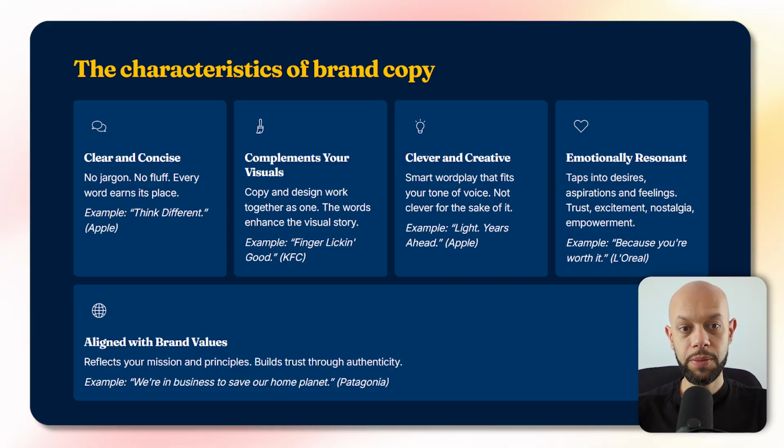So the first one is going to be clear and concise. So no jargon, no fluff, as we mentioned before. Every word earns its place. An example from Apple is "Think different." The second one is that it needs to complement your visuals. So copy and design work together as one. The words enhance the visual story.